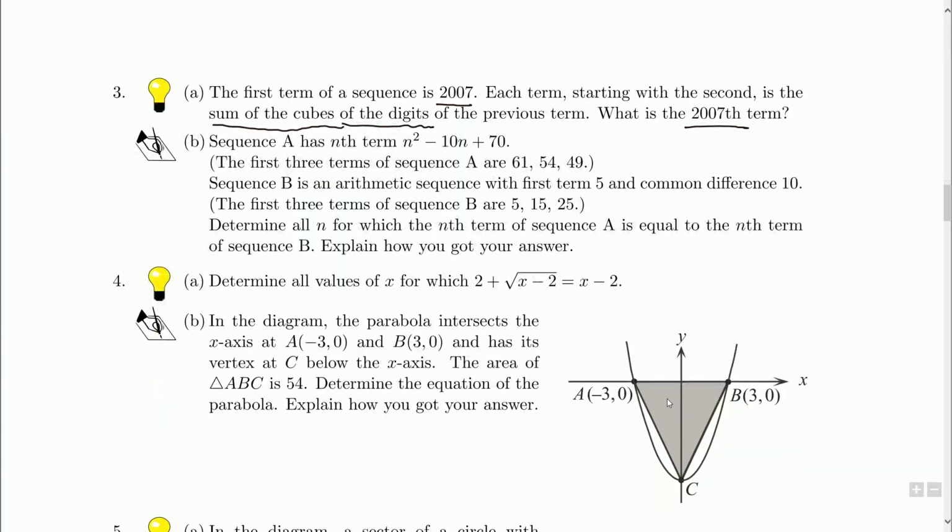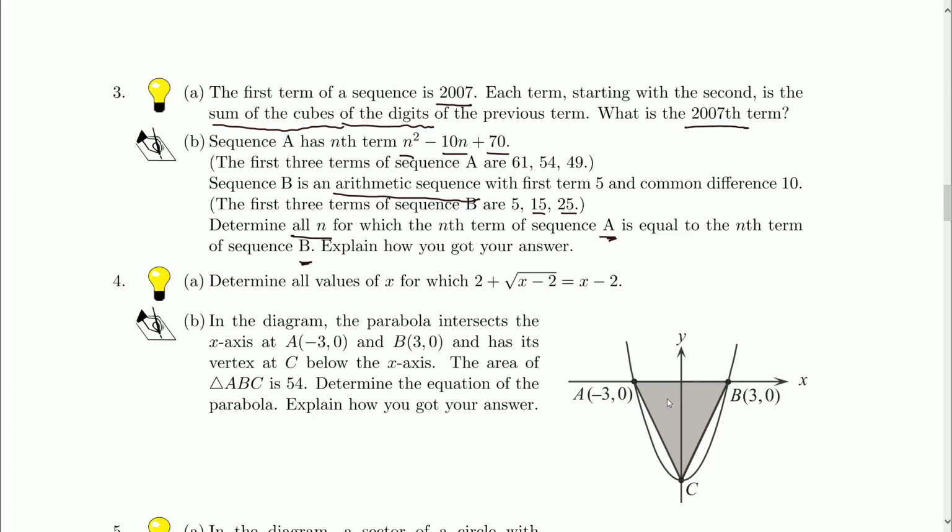Sequence A has nth term n squared minus 10n plus 70. And then they give us the examples of the first 3 terms: 61, 54, 49. Sequence B is an arithmetic sequence with first term 5 and common difference 10. So it starts at 5 and then goes up by 10 each time. So 5, 15, 25, 35, and so on. Determine all n for which the nth term in sequence A is equal to the nth term in sequence B.